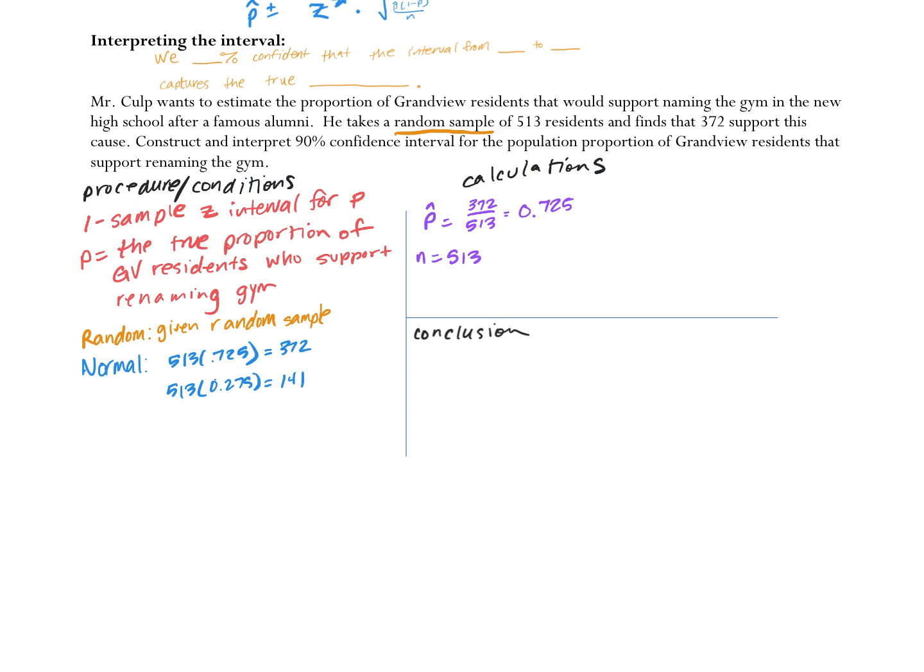So when what you're doing is n p hat, think about it: p hat is your number of successes over n, times n. It's just your number of successes. If you wouldn't have put 513 times 0.725, would you not get the points? You need to show your work. It's super annoying. Last one, independent. You're just going to say, hey, 513. Our population is all Grandview residents. 513 is definitely less than 10% of all Grandview residents.